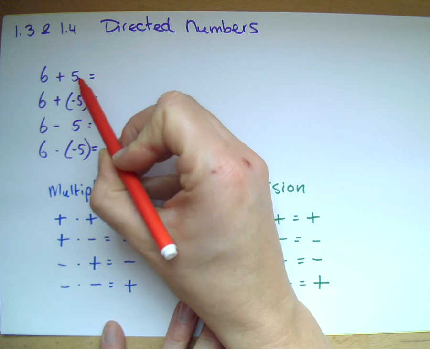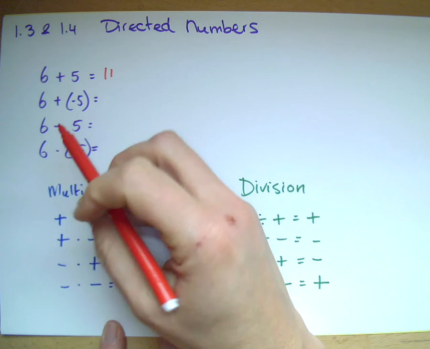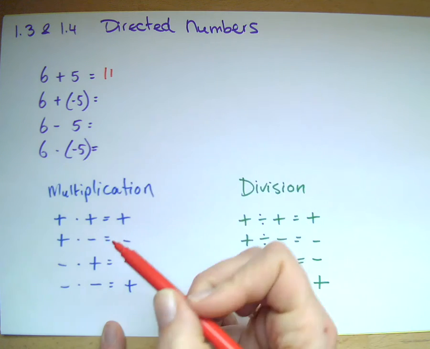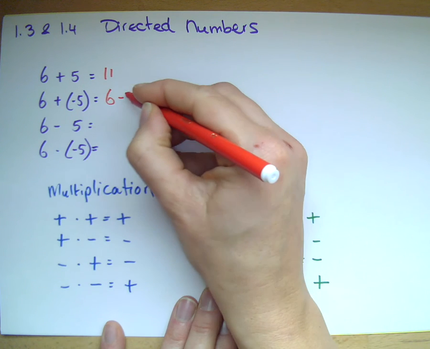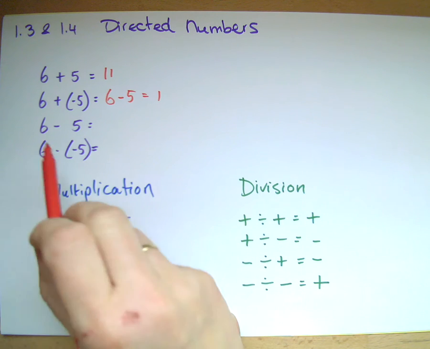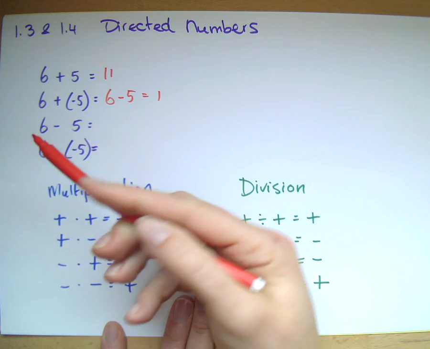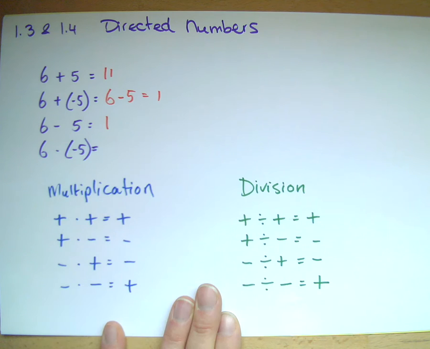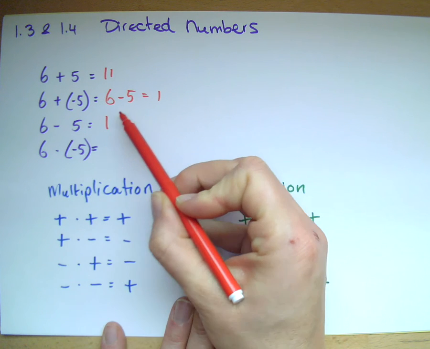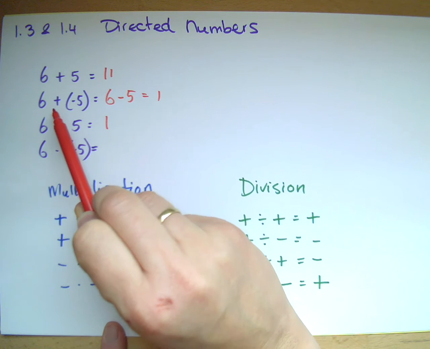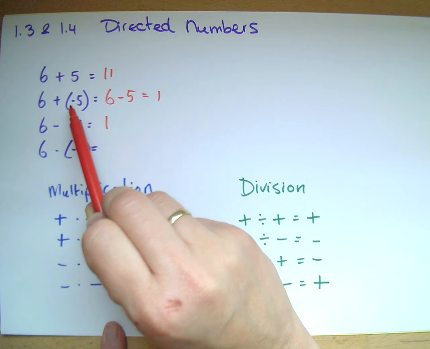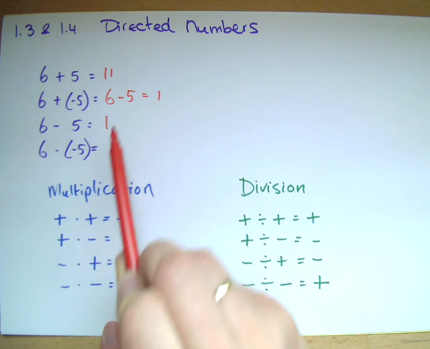If we did 6 plus 5, that would be 11. Now if we add a negative 5, that means we're actually subtracting the 5, which makes 1. 6 minus 5, that's easy, right? That's 1. And we notice that it's the same as the previous problem. If we're adding a negative number, we're basically just subtracting the number.